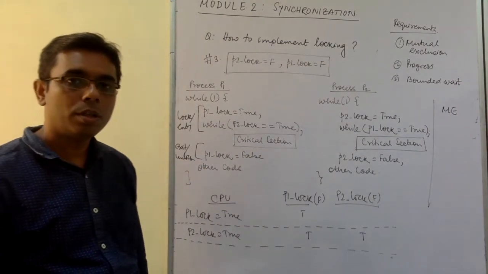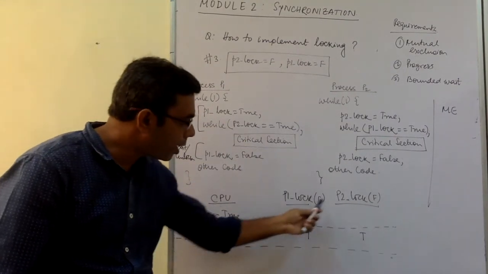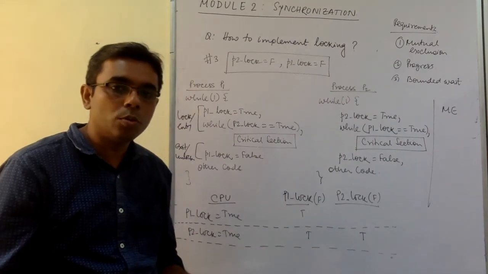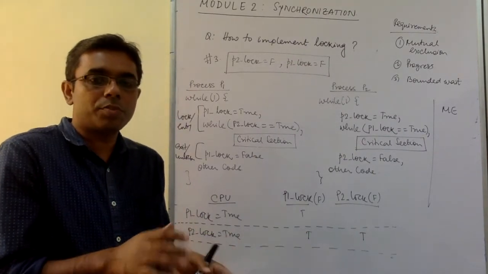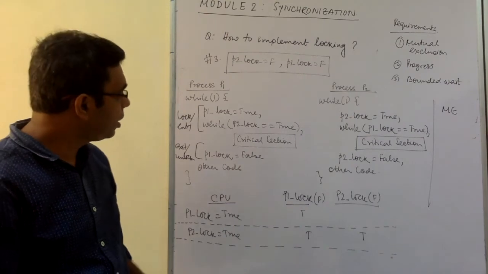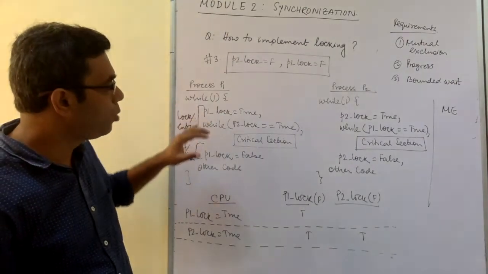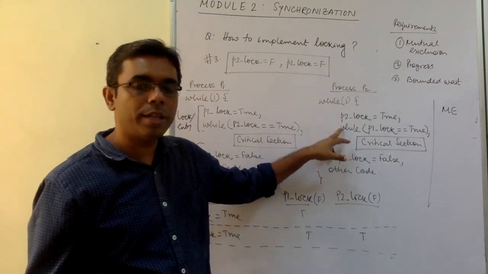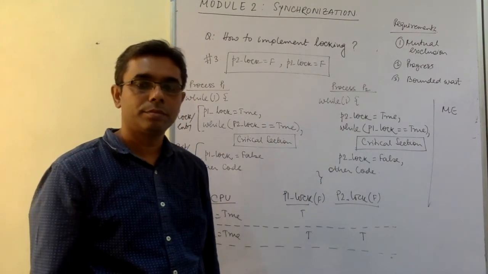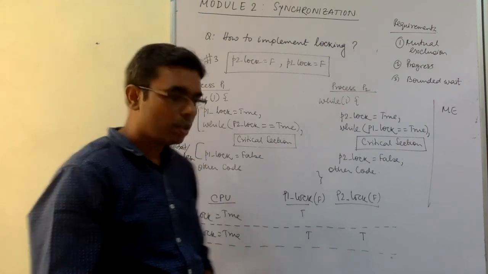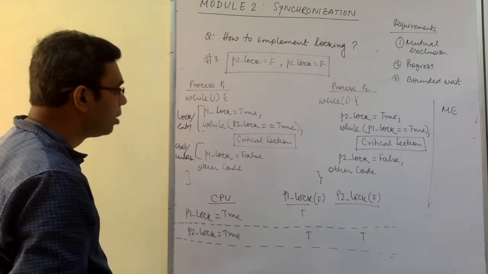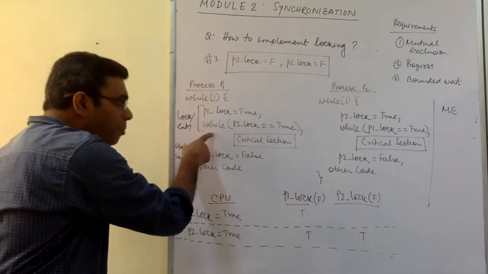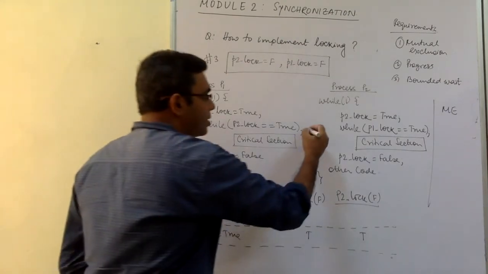So what is the situation? Because P1 lock and P2 lock both have become true, both processes P1 and P2 will get stuck, doing nothing but executing this line, and every time they execute this line, they will get stuck here. So due to this condition, both P1 and P2 will always get stuck in this line.